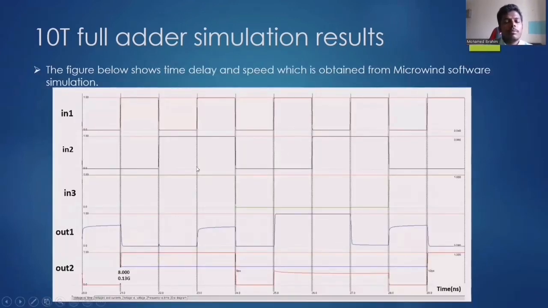And this is our output from the Microwind tool, which is using the layout. So it shows the 3 inputs and then 2 outputs. In the second output, we are getting the time delay, which is 8 nanoseconds, and the speed of the circuit diagram, which is 0.13 gigahertz.